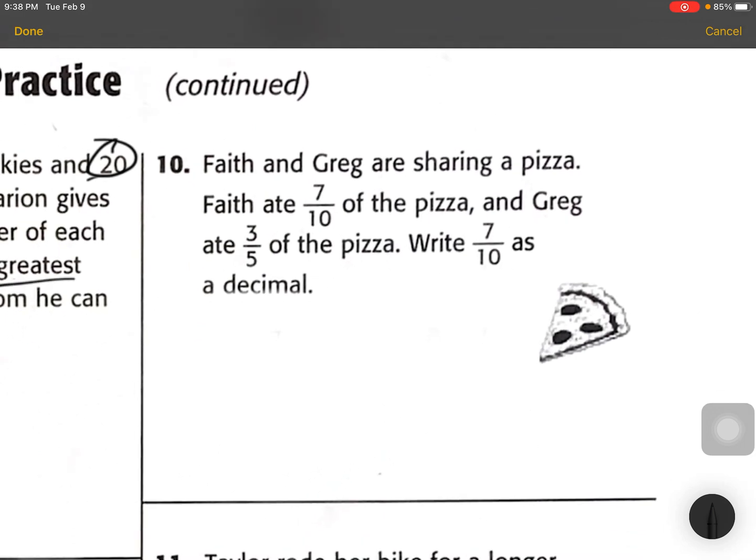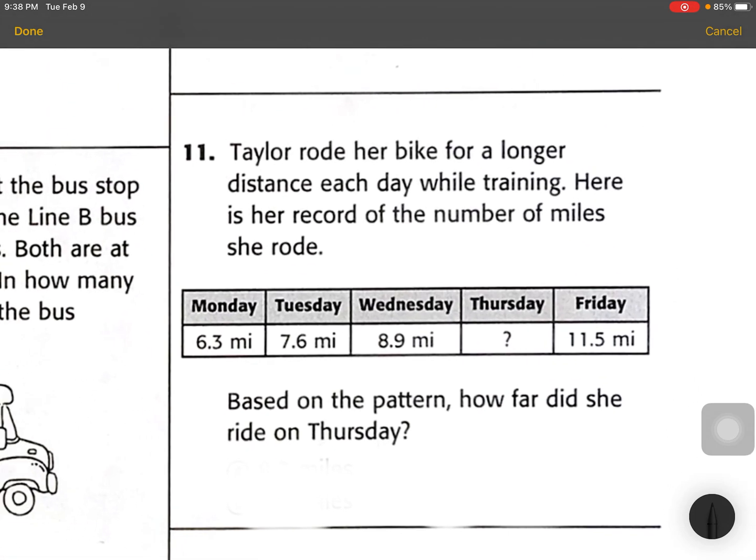Faith and Greg are sharing a pizza. Faith ate 7/10 of the pizza and Greg ate 3/5. Write 7/10 as a decimal. Oh, but we didn't even need to know what Greg ate because we just need to write that number as a decimal. So make sure you look on your little chart on your desk, and that'll tell you how to write 7/10 as a decimal.